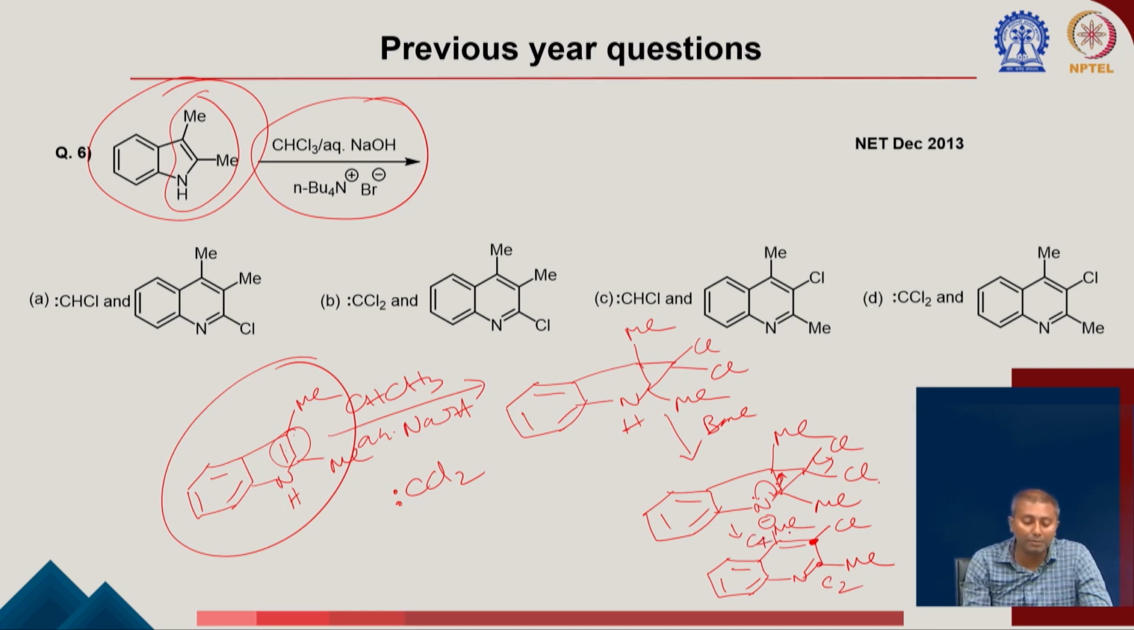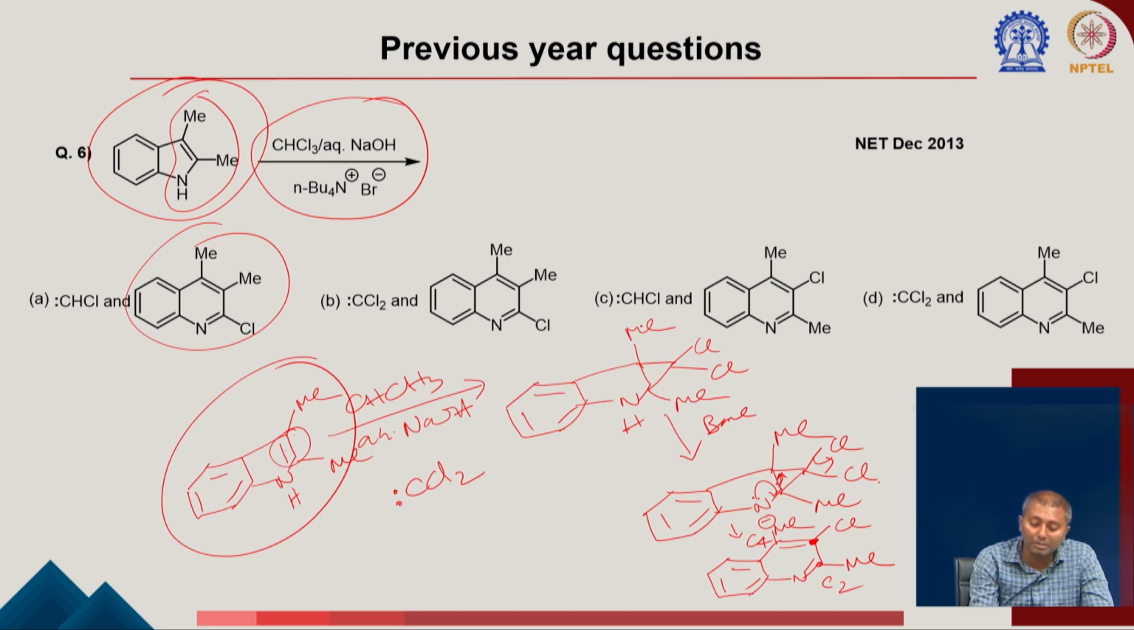So now look into the different options given here. Among all the options, the first thing is that they have given two different answers, which means they are asking what type of carbene is going to form and what will be the product.